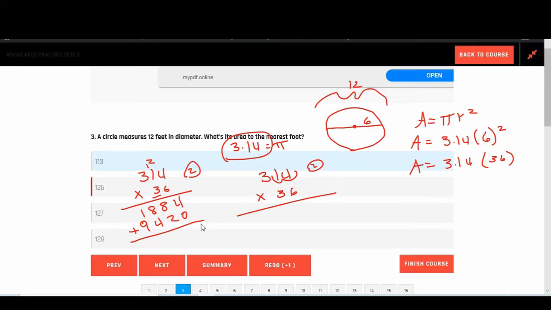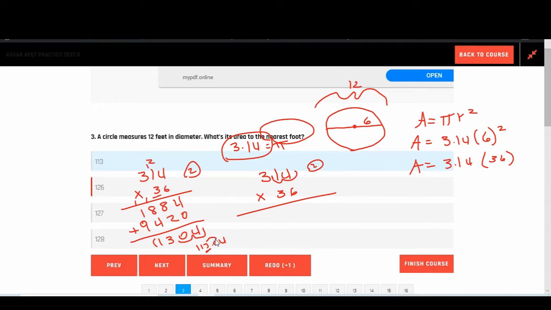Let's go ahead and add. 4 plus 0 is 4. 8 plus 2 is 10. Carry the 1. 8 plus 4, 8, 9, 10, 11, 12. Plus 1 is 13. And add the 1. 9 plus 1 is 10, plus 1 is 11. We're going to go ahead and shift our 2 decimals back in. So this is 113.04. In the problem, we're asked to round to the nearest foot, which is right here.